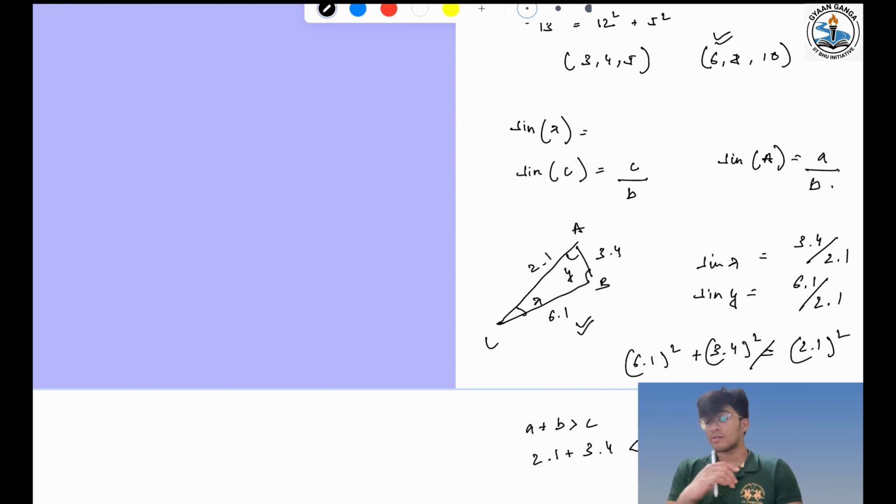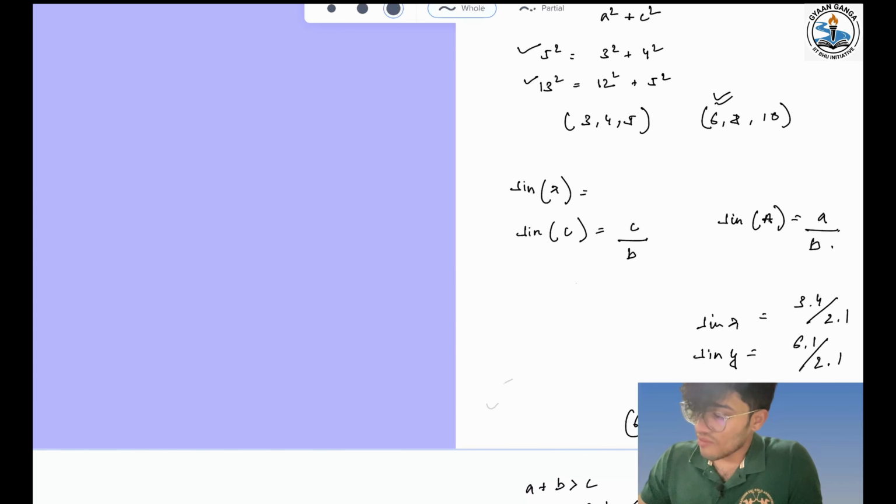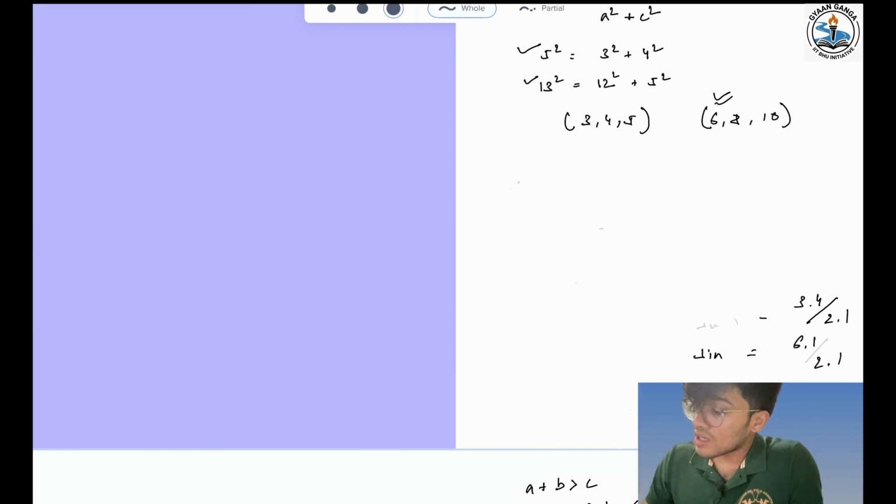It's an imaginary triangle. So often before solving a question, we need to establish whether the things that are present before us are actually real or not.